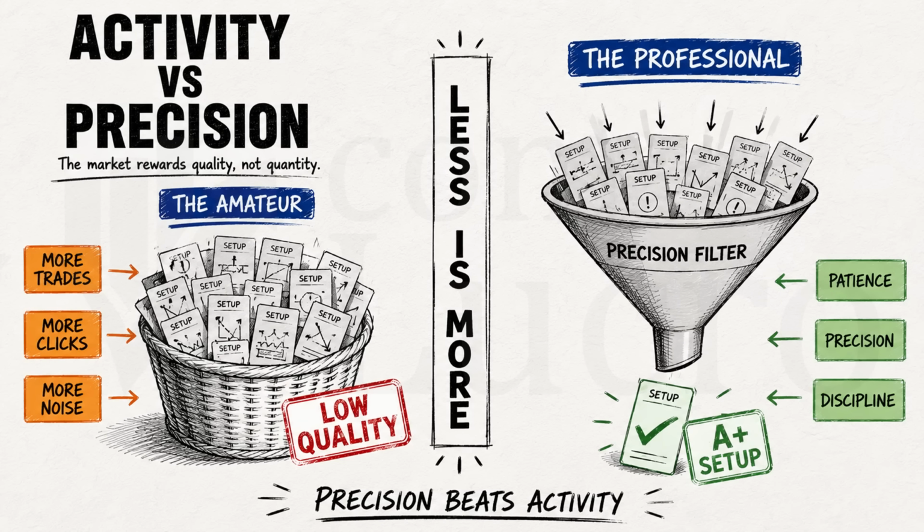Because the market does not reward activity, it rewards precision. The amateur asks how many trades he can find. The professional asks how many trades he can eliminate, and lets only the rare A+ setup through.